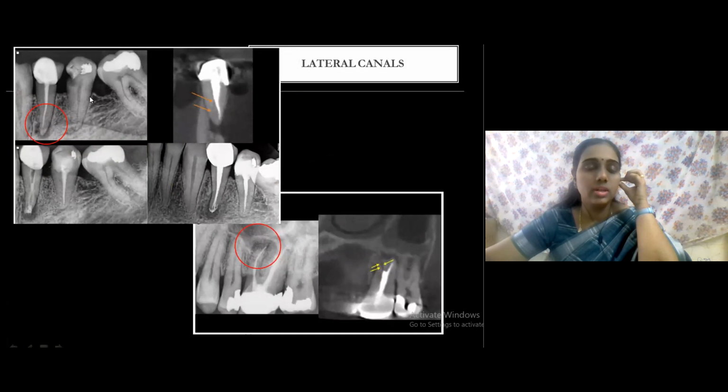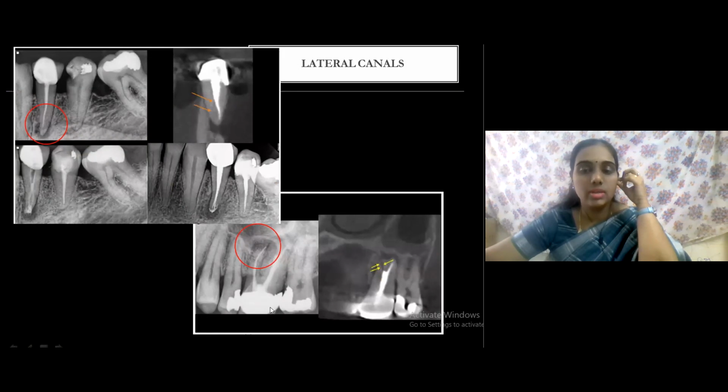So here is a lateral canal, where this is an intraoral periapical radiograph. So there is a periapical region. This root canal is very well done, so we cannot tell any problem here, but there is still a periapical lesion. And on a CBCT transverse section, you'll be able to see that this orange arrow shows the presence of a lateral canal.